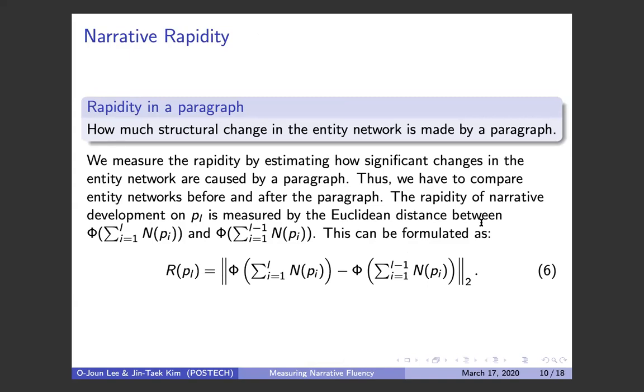For the narrative rapidity, we measure it based on structural changes in entity networks. To compare the structure of the entity networks, we use network embedding methods. After embedding the entity networks on each paragraph, we measure how much structural change is made by each paragraph.